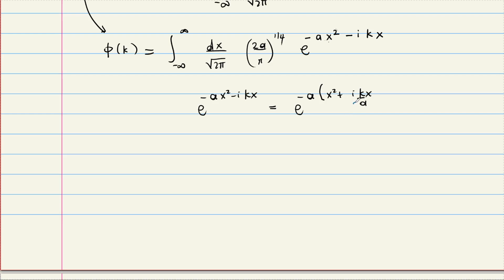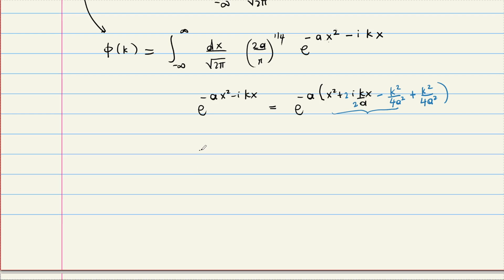So I'll multiply with 2 and divide by 2. And I'll add the square of this, ik over 2a. And the square of that thing is minus k squared over 4a squared, plus k squared over 4a squared. Now this piece is a complete square, and the rest I can take out.